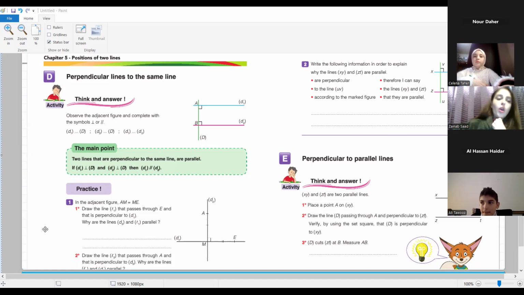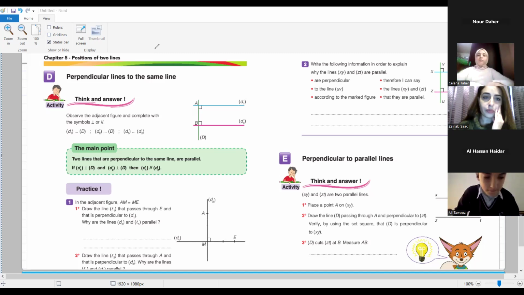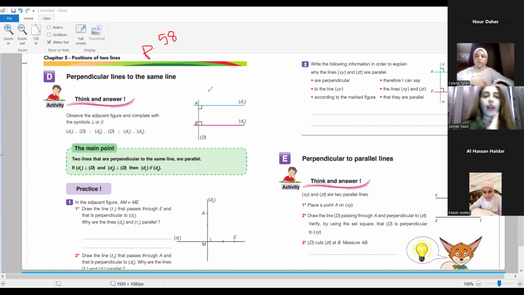So we're going to open on page 58, everyone. I'm going to write the page here. So page 58. Okay. And this is what we're going to do here. I'm going to remind everyone, when we have two lines that are perpendicular to the same third line, then they are parallel. And this is what they're going to show us in this activity.